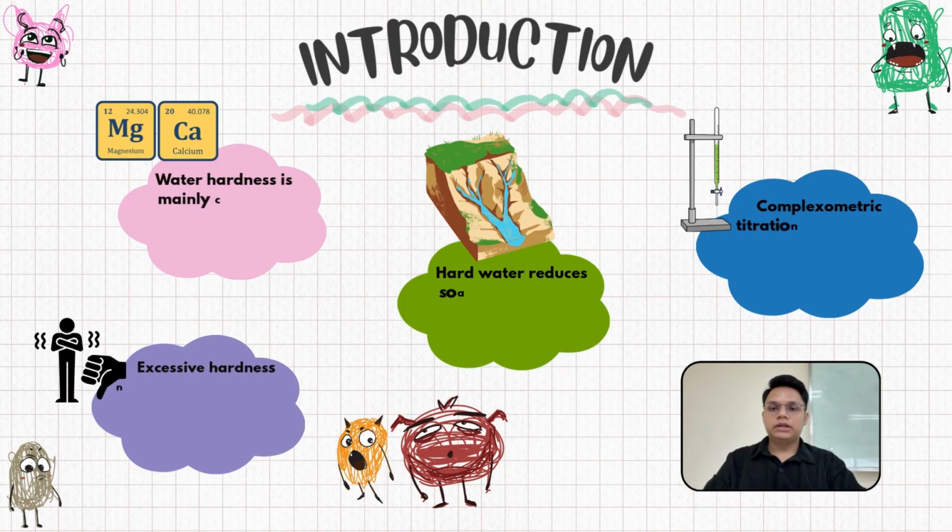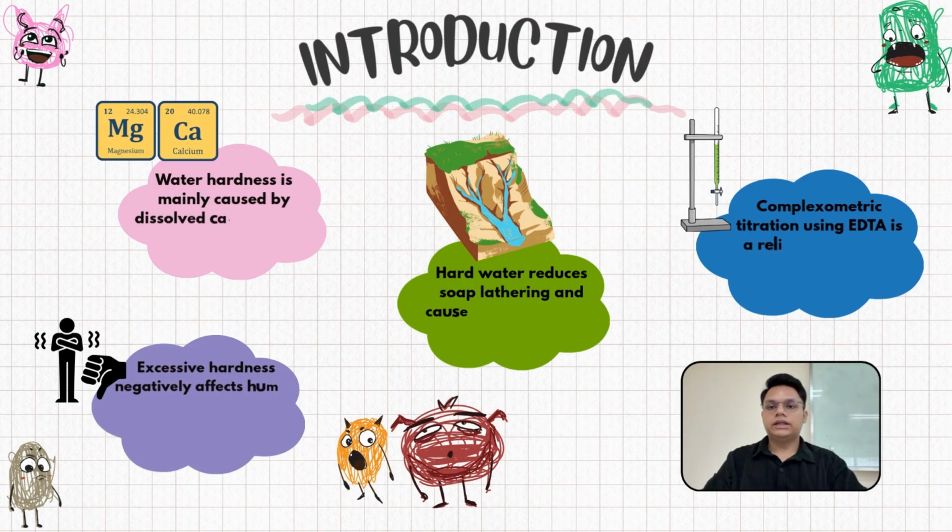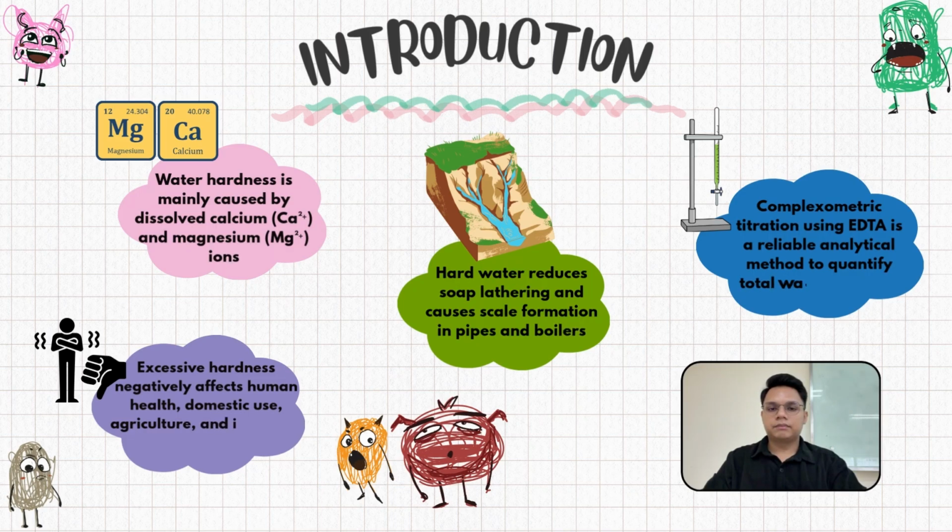I'm going to explain in more detail the introduction for this experiment. Water hardness and its main causes. Water hardness is primarily caused by the presence of dissolved calcium, Ca2+, and magnesium, Mg2+, ions in the water. These ions usually enter the water when it flows through rock, such as limestone, karst, or gypsum. As the water dissolves these minerals, the concentration of calcium and magnesium increases, resulting in hard water.